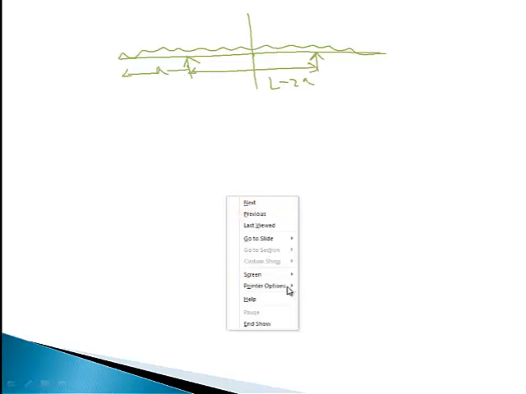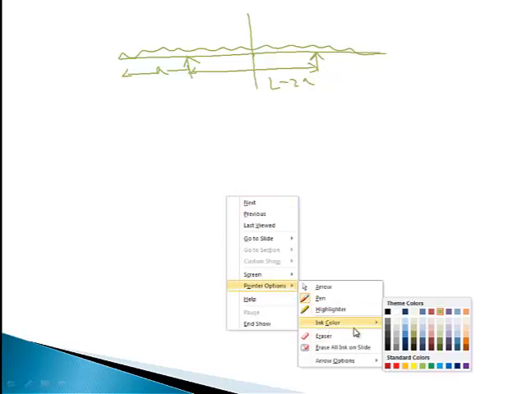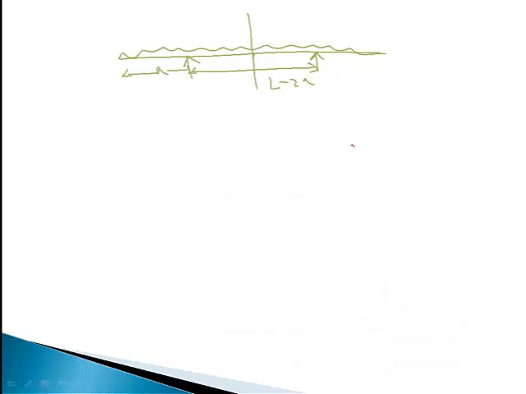Okay, so this is the UDL. We have to find out the bending moment at this position. This distance is A, and this whole distance is L minus 2A. So what will be this distance? L minus 2A by 2, okay.